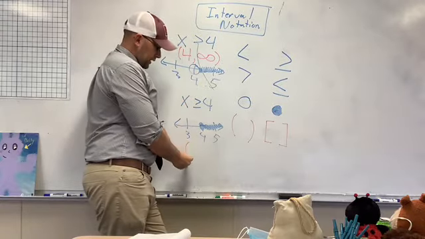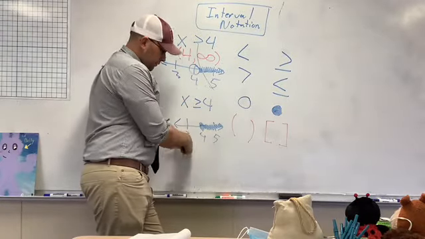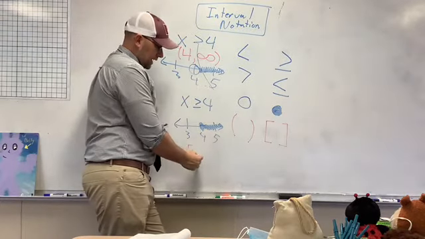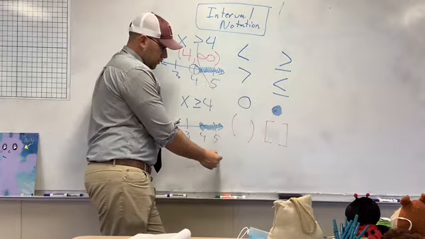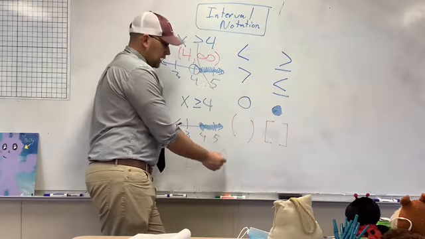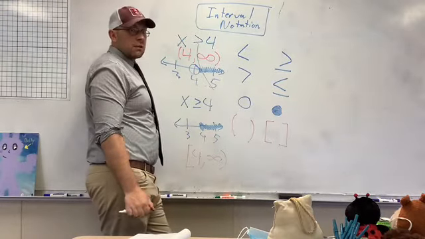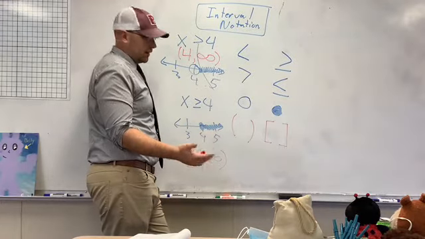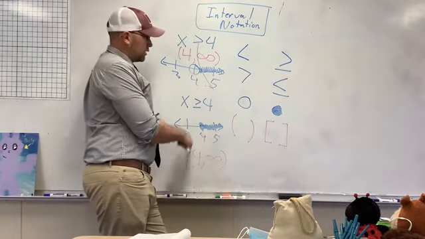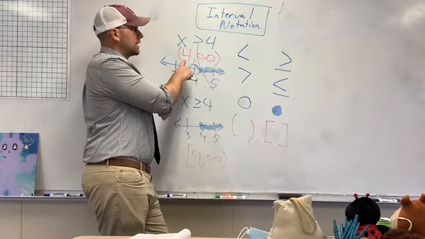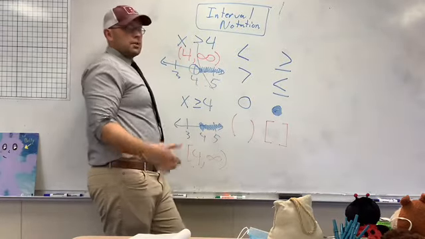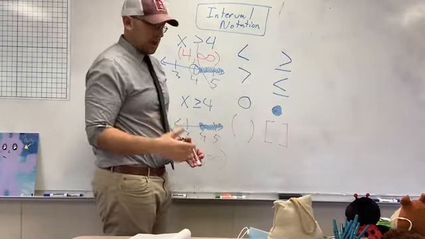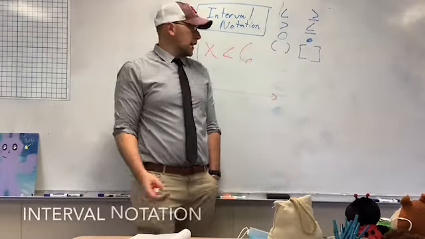Here, 4, but since it's equal to 4 and includes it, use a bracket, to infinity. Infinity will never have a bracket around it. Infinity is an idea and goes on forever and ever. You can't equal infinity. But it can equal 4 or it can not include 4. Now I'm going to do a bunch of examples of this to show you, but that is basically how you do interval notation.